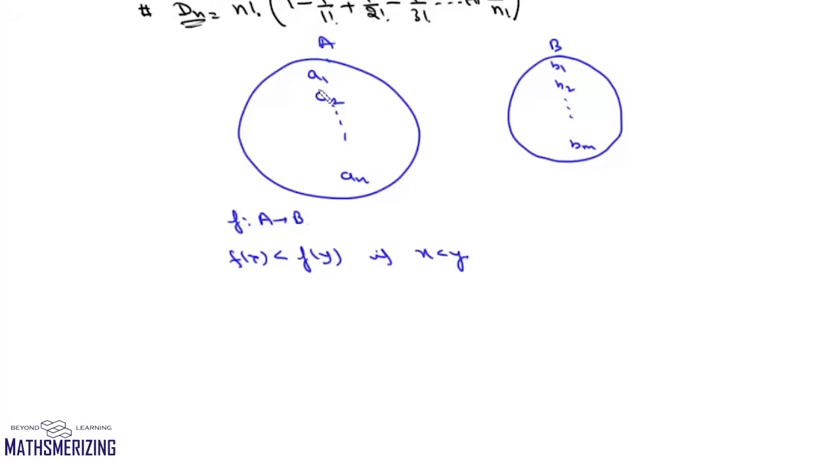So that means for each of these elements in set A, we must have a corresponding distinct element in set B. This condition is only possible when the value of m is greater than or equal to n. If the value of m is less than n, in that case, there cannot be a strictly increasing function. So if m is greater than or equal to n, then we'll select n elements from set B. N elements from set B can be selected in mCn ways.